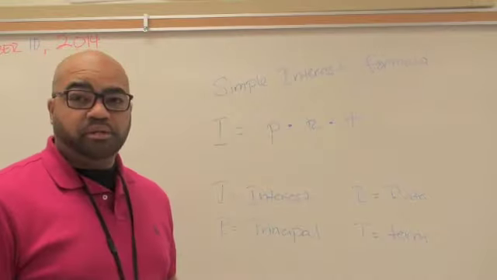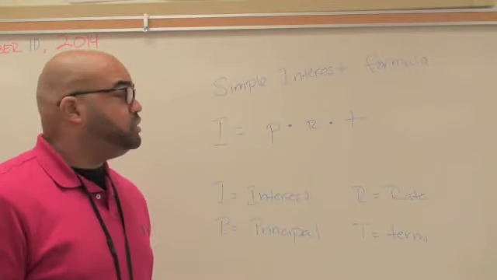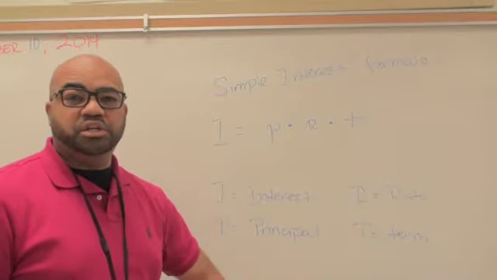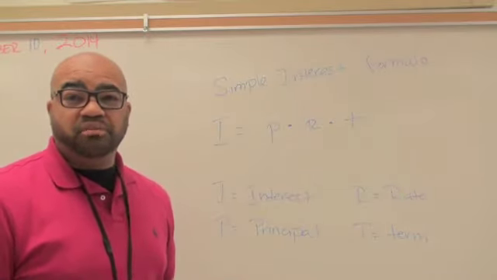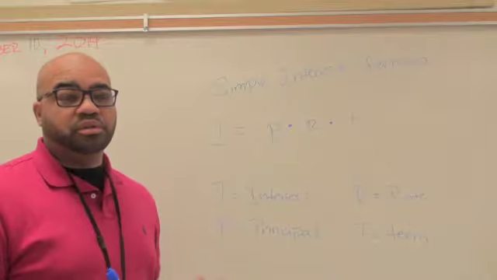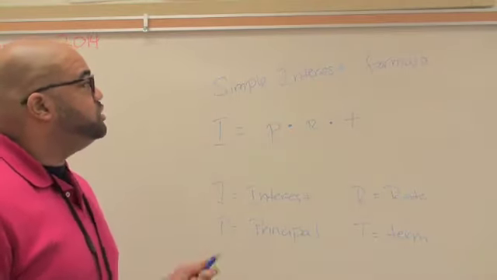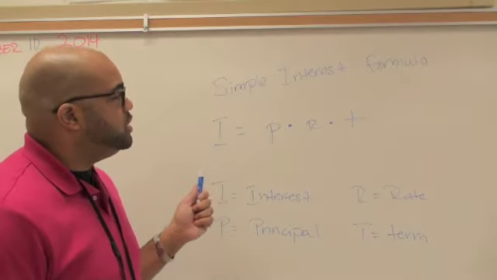R is our rate, percentage rate. And T is term, which is time. This is usually expressed in years. If you want to do it in months, you would divide it by 12. If you want to do it in quarters, like every 4 months, you divide it by 4, and so on and so forth. So this is the interest formula.